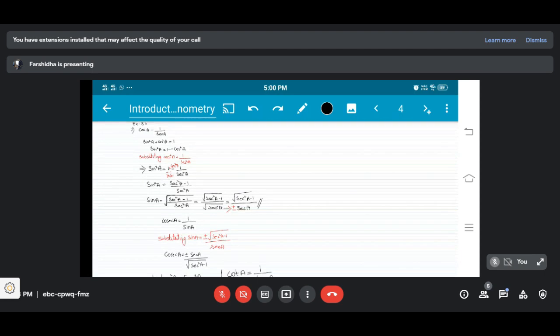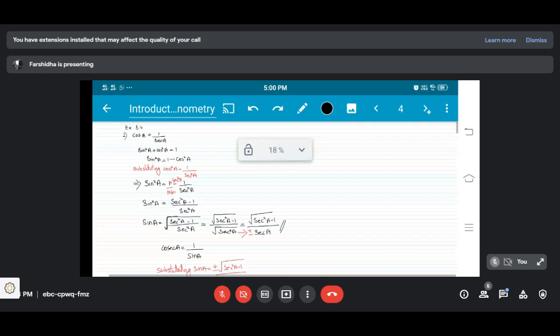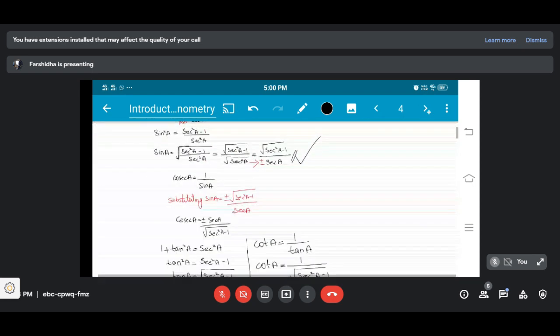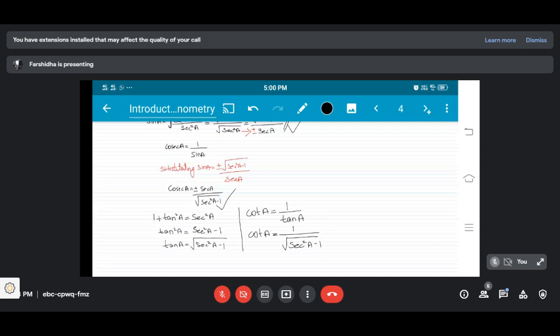So now we have represented all the trigonometric ratios in terms of sec. First we have done cos in terms of sec. Then sine in terms of sec. After that cosec in terms of sec. See here cosec in terms of sec. Then tan, cot.